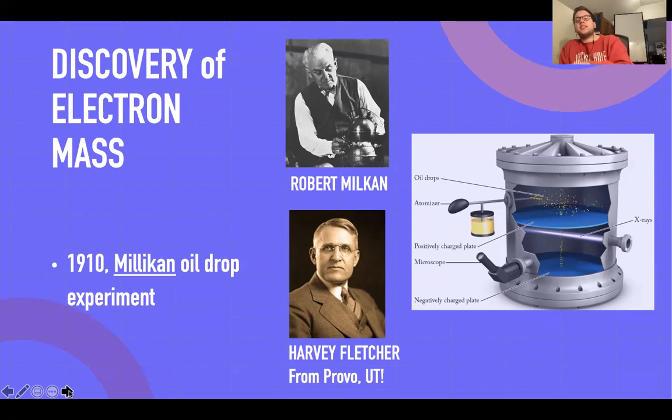So what they did is they had this container here. You have the x-rays going through, you have the sprayer spraying out oil drops. They go down into a positively charged plate, and there's a microscope looking in. There's a negatively charged plate with X-rays going through the center of the beam, and there's a small hole letting these oil droplets or these electrons through. Now, how they calculated the mass was they looked at where those electrons sat between the positively charged plate and the negatively charged plate.